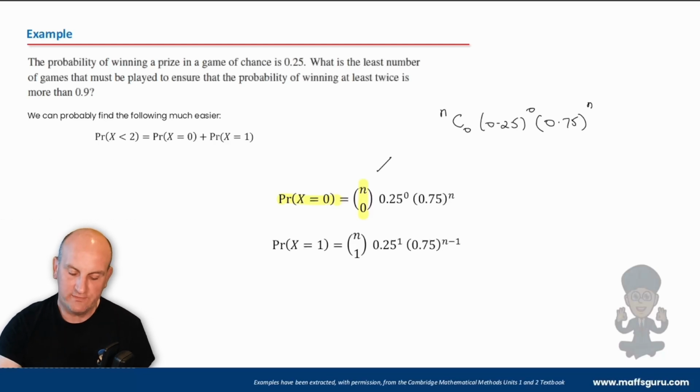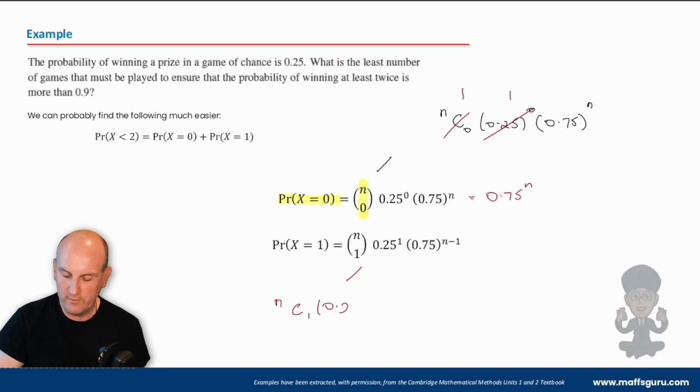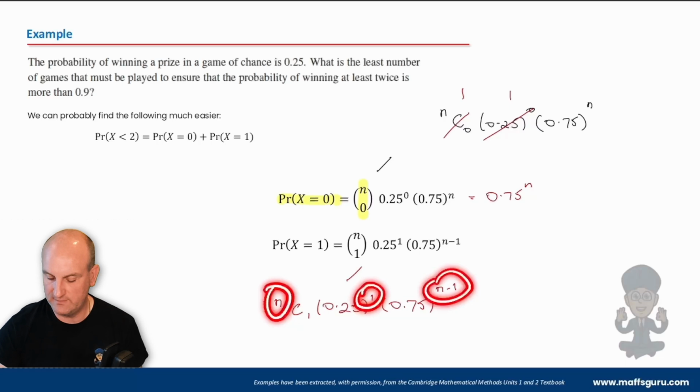The reason we like this is if you go back to your understanding of what nC0 means, anything with a C0 is actually going to be equal to 1. Anything to the power of 0 is going to be equal to 1. So this here is actually just equal to 0.75 to the power of n. What about this? Well, that would be written otherwise as nC1, 0.25 to the power of 1, 0.75, and in this situation, n minus 1. Because if you remember, whatever this is, subtracted that gives me this.